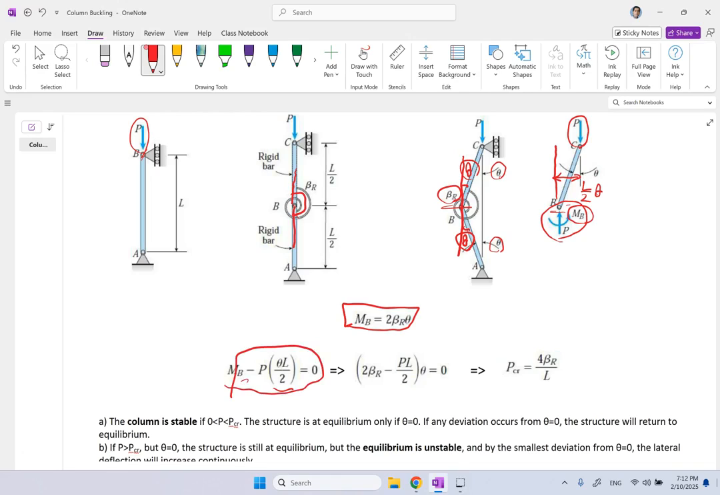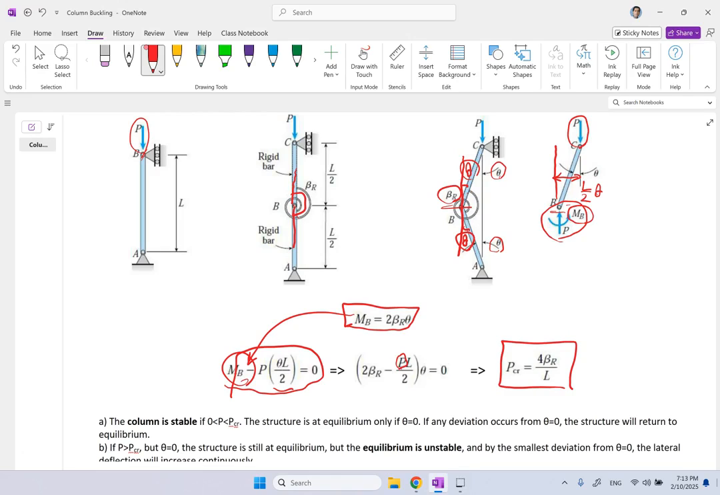Good. Now, this bending moment, by setting that equal to the bending moment of the torsional spring, the one that is bringing the system back, so I'm going to plug it right here, you can see that the P that you'll find is going to be basically 4 beta R over L. So this is the P, or P critical.